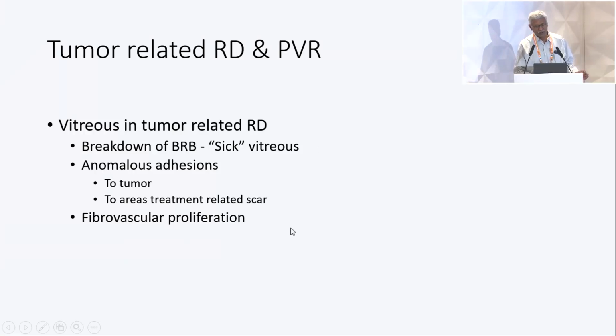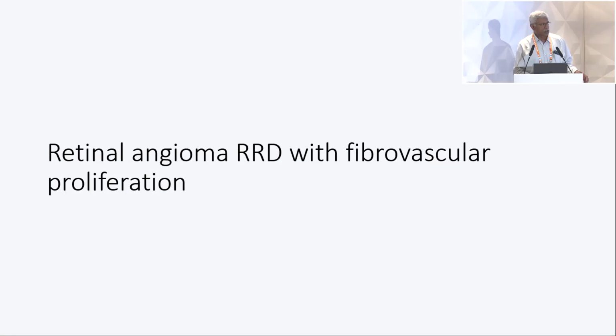Vitreous in tumor-related retinal detachment is different, and it's actually a sick vitreous because of breakdown of the blood-retinal barrier. And there are anomalous adhesions to the tumor, to the areas of treatment-related scar, such as the cryotherapy. And it's not just PVR, it's usually a fibrovascular proliferation in these patients, as you will be seeing. So let's look at some clinical examples.